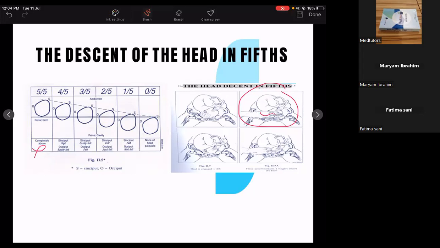Then if only 4 of your fingers can palpate the head, you know that the sinciput is high, while the occiput can be easily felt if you do your VE. It is said to be 3/5 when only 3 of your fingers can feel the head of the baby, then 2/5, 1/5, and then 0. When it is at 0, it has completely gone down and none of the head is palpable per abdomen.